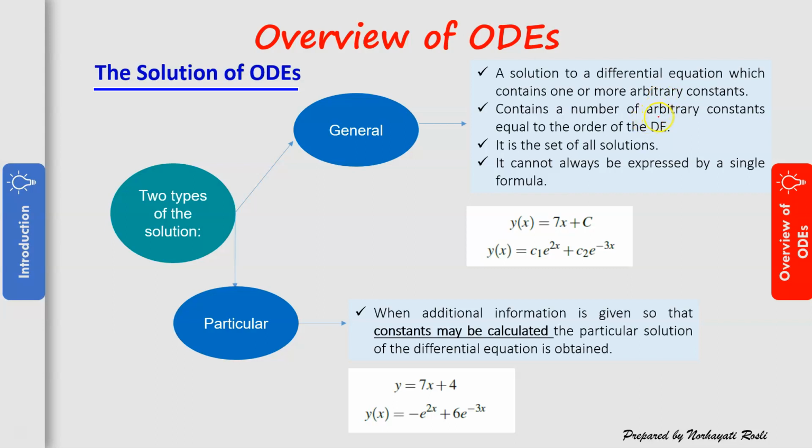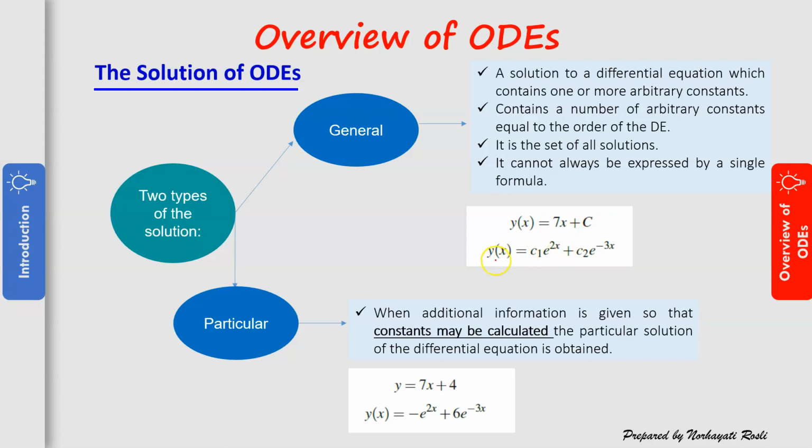It contains a number of arbitrary constants equal to the order of the ODE. If the order of the ODE is 2, the number of constants is also 2. It is the set of all solutions, meaning that this arbitrary constant can be any value. It cannot always be expressed by a single formula. For example, if we have y(x) equal to 7x plus c, this c can be any value. You can substitute 1, 2, 3, and so on.